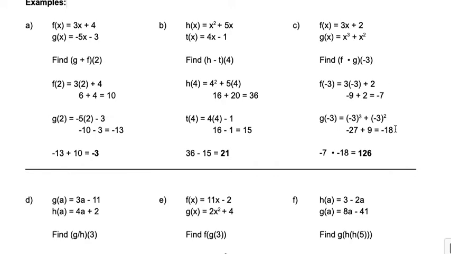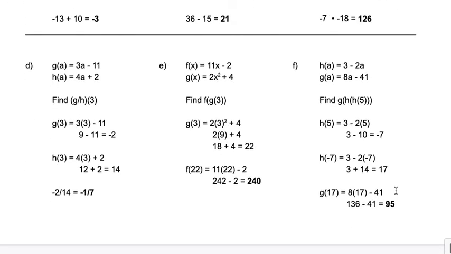And now we have to multiply the two together. Again, the order does not matter in this case. Negative 7 times negative 18, the two negatives will cancel out, you'll get a positive 126.